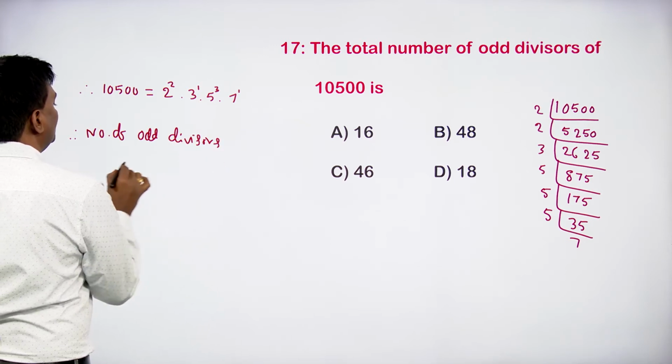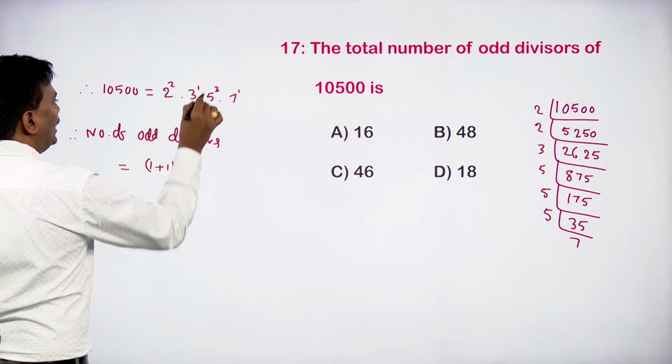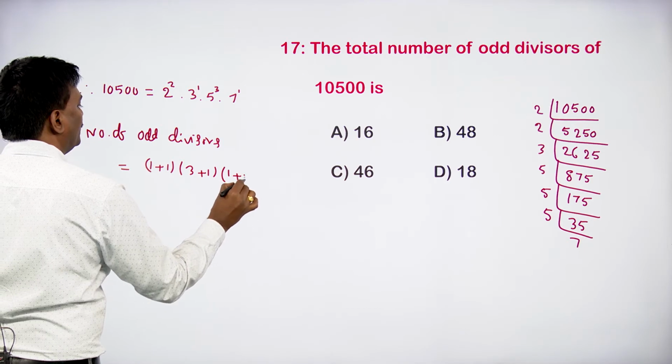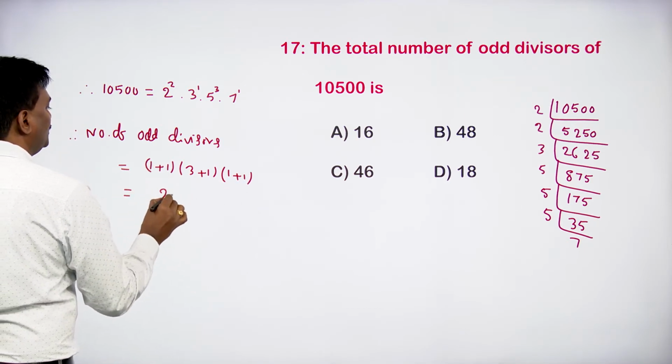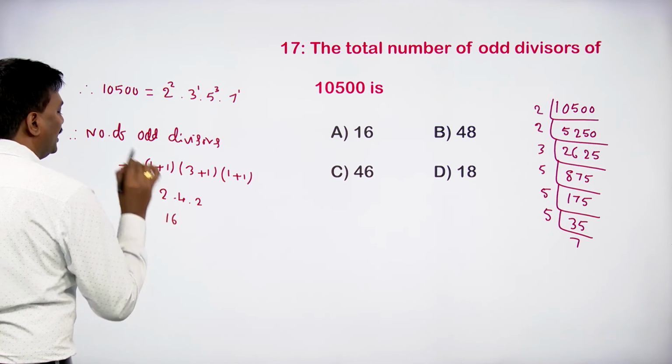So the number of odd divisors equals q plus 1, 1 plus 1, into r plus 1, 3 plus 1, into s plus 1, 1 plus 1, where 1 plus 1 is 2, 3 plus 1 is 4, 1 plus 1 is 2. 2 into 4 into 2, 4 4s are 16.